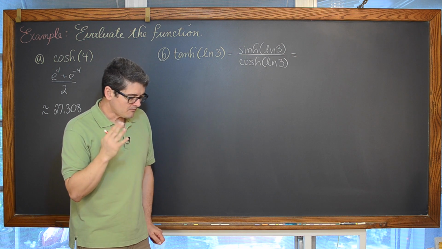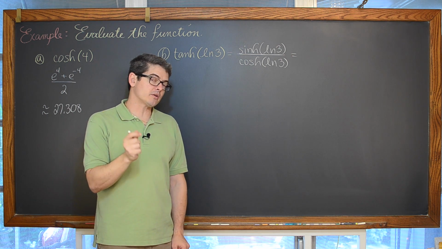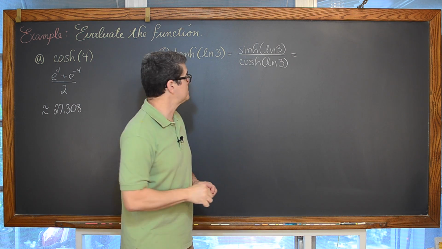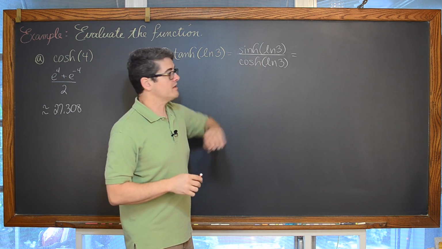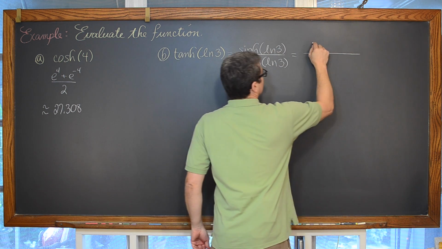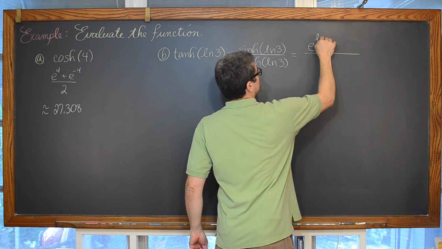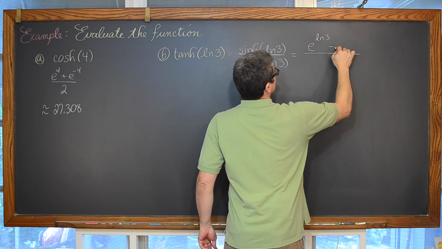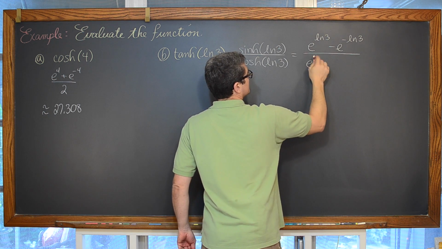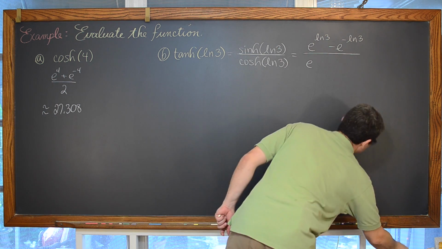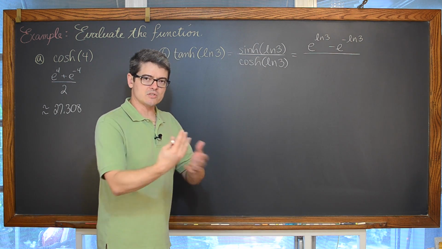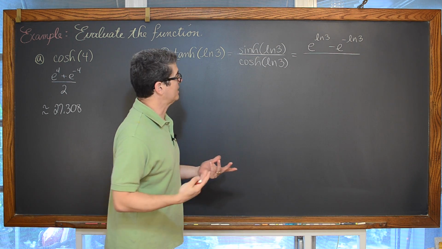And the hyperbolic cosine of x is e to the x plus e to the negative x over 2. And with the hyperbolic sine function, it's the same equation except with subtraction. So we're going to have e to the natural log of 3 minus e to the negative natural log of 3 over 2. That common base of 2 is ultimately going to cancel with the numerator and denominator, but I want to show my work.